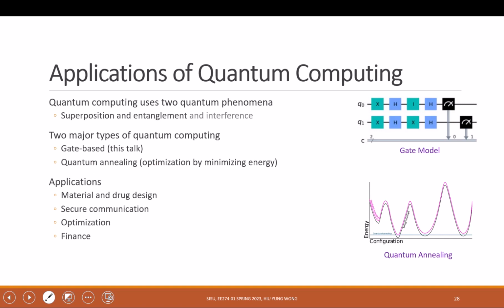Another is quantum annealing. It's more like optimization. It is through a configuration of your system and then the energy. Our goal is to find the minimum energy. Why do we want that? Because we map the physics to the problem we want to solve. For example, the traveling salesman problem. What is the shortest path that I can visit all these cities? Right? That is very important.